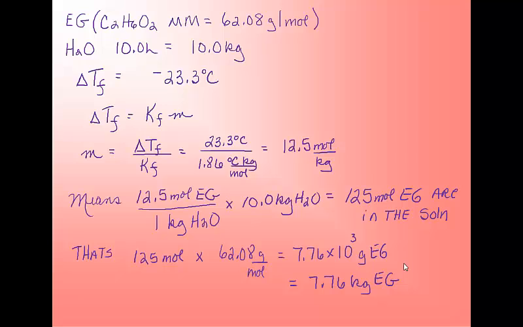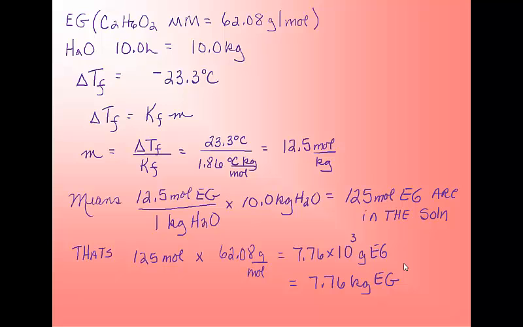Change in temperature for freezing point equals Kf times m. M is my unknown. Why? Because K is a constant, and they gave me the change in temperature. So the molality of the solution has to be a particular molality in order to change the freezing point to negative 23.3. That molality has to be 12.5 moles of ethylene glycol for every 1 kilogram of water.